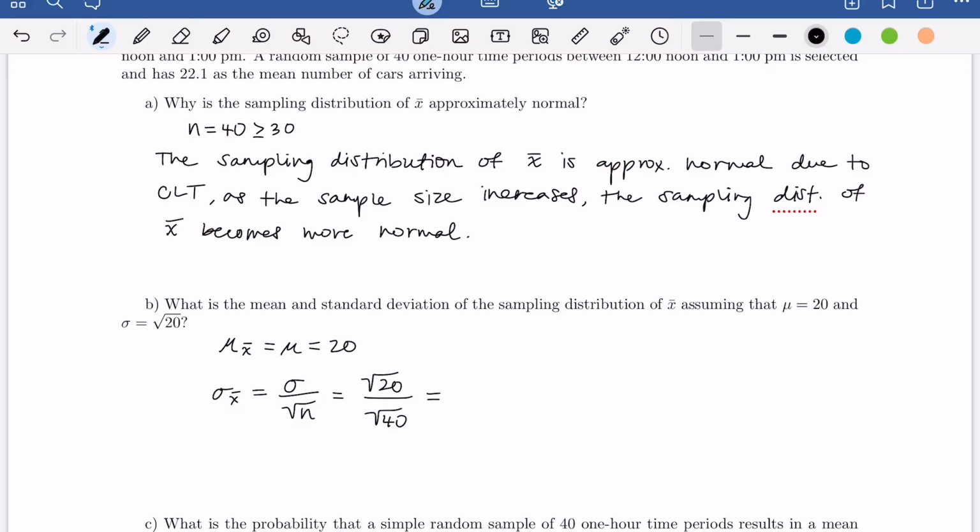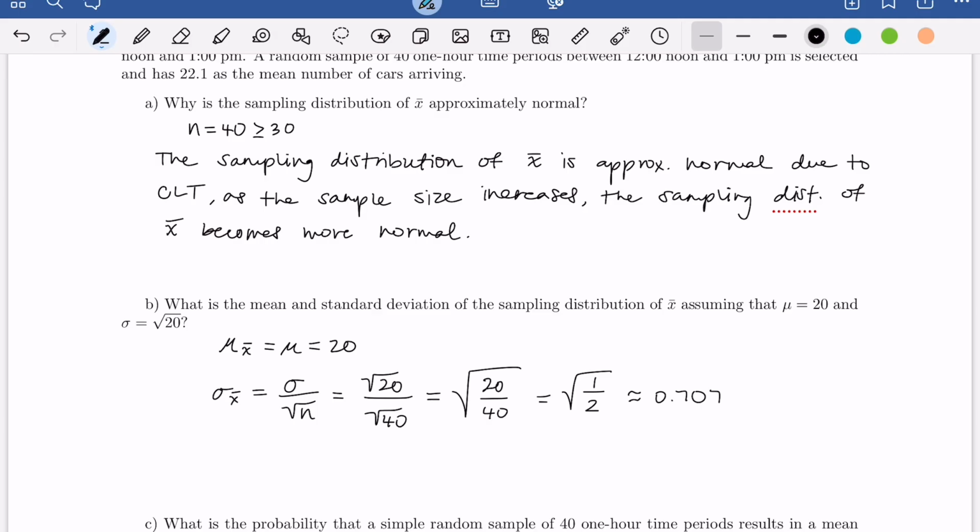Now we can simplify this. This is going to be the same thing as the square root of 1/2, which is going to give us approximately 0.707. All right. Now this is just because, let's make this more clear. This is the same thing as the square root of 20 over 40. And we know that 20 divided by 40 is just 1/2, so that's why we get the square root of 1/2.